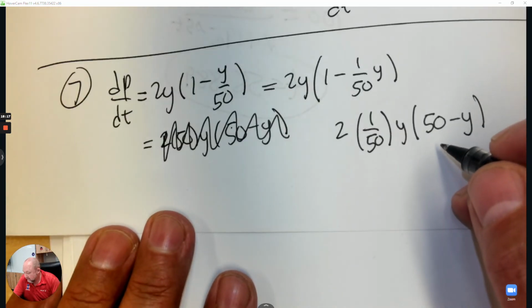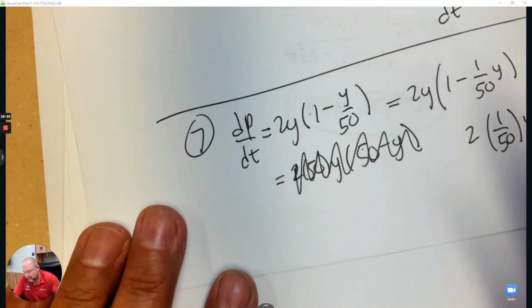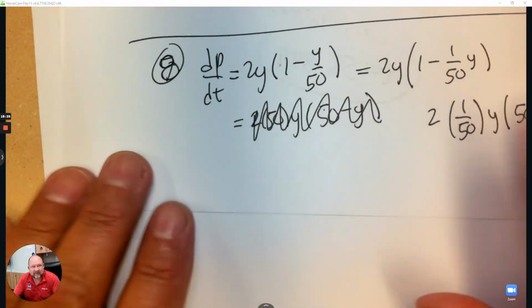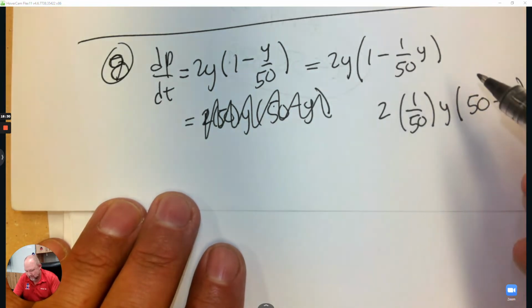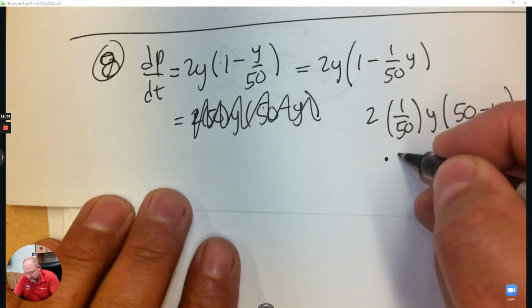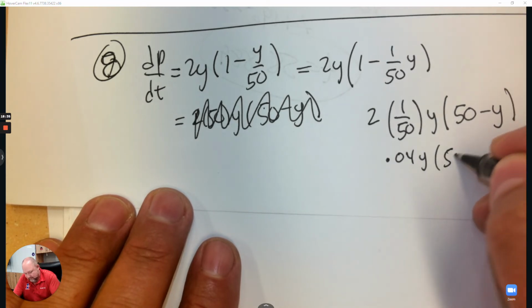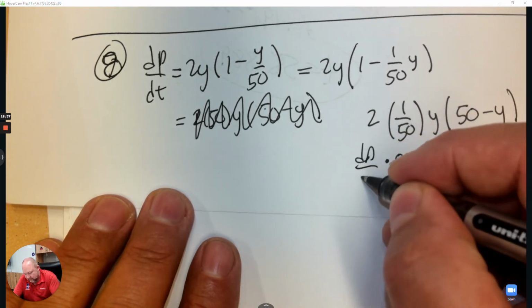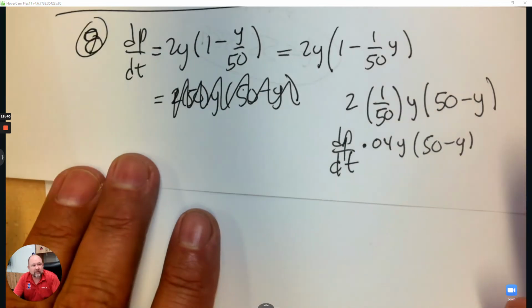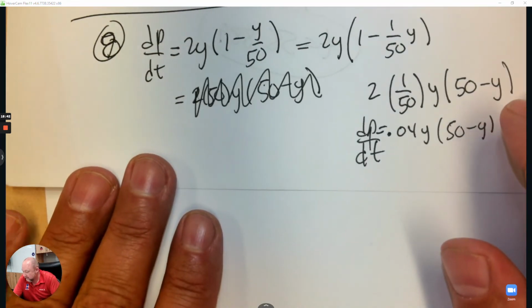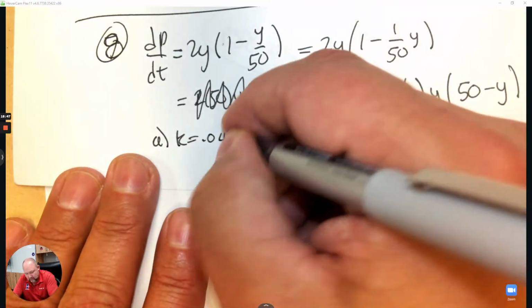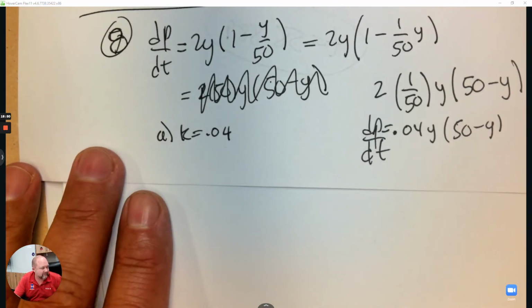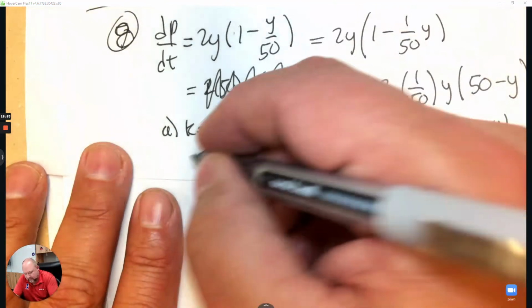So we started with, oh shoot. This is number 8. Ha! I'll do number 7 right after it. That's why I was confused. I was looking on the answer key for number 7. Anyways, same thing for number 8. Okay, so this is 0.04y, 50 minus y. Now it's in the form where I can actually do something with it. So now when it says find the value of k, k is 0.04. M, you can see, is 50.